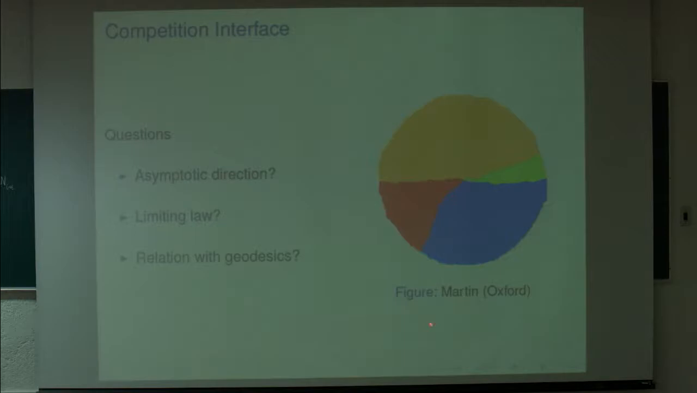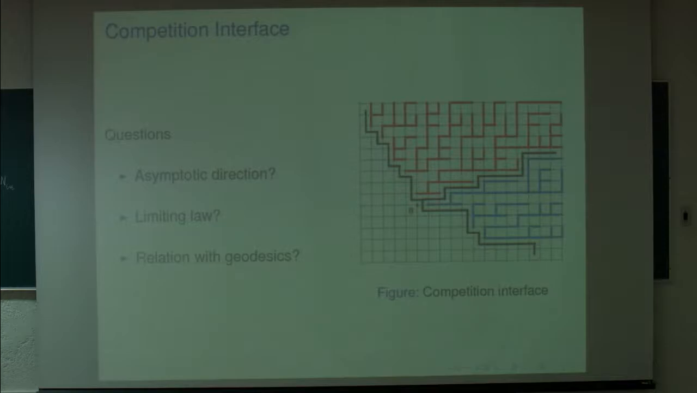Okay. So of course you can also consider competition interfaces in different models. So this is a simulation also from James Martin, in the first passage percolation context. This is the limit shape of the first passage model, and here I start the competition interface not with two colors, but with four colors. So you have the competition interface between the red and the blue, the red and the yellow, the green and the yellow, and the green and the blue. So this is another geometrical aspect that we want to study in this mini course.